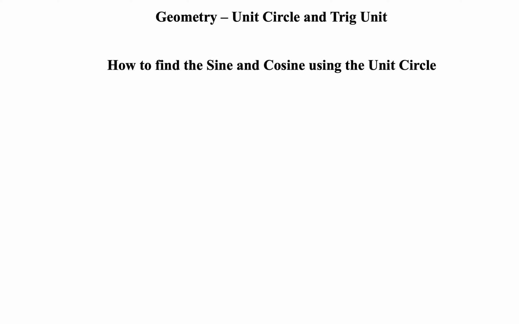Okay, so now we're going to get down to brass tacks, as it were, and put this all together. We're going to take the unit circle and start finding trig ratios with it, particularly sine and cosine to start with.